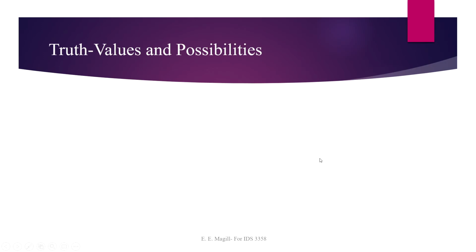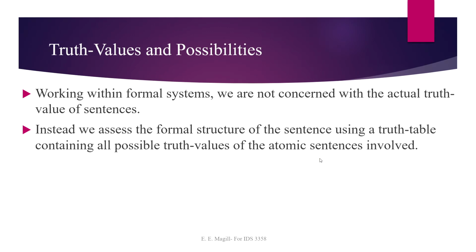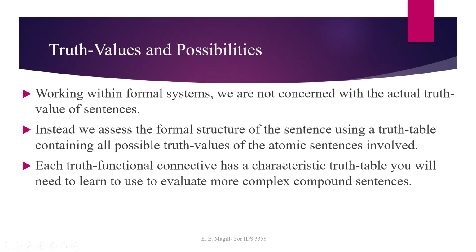So since we're in a formal system now, we're not concerned with the actual truth values of particular sentences at all. So what we're going to look at from here is the possible truth values of sentences and arguments. That's what truth tables are for. It's structured in a way to organize all of the possible truth values of the atomic sentences involved, and from there we can assess the truth values of compound sentences using the characteristic truth tables of the connectives. Learning the basic characteristic truth tables is crucial for being able to assess more complex sentences and arguments later on.